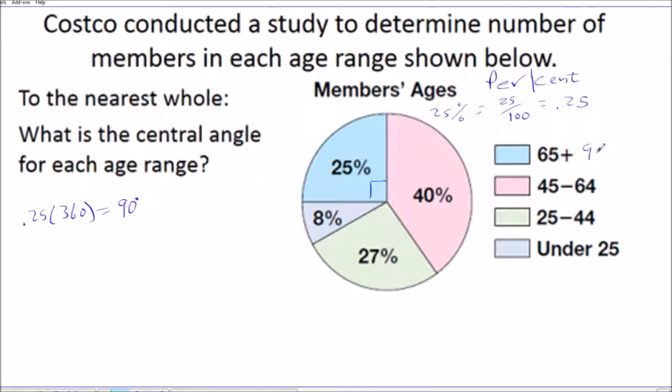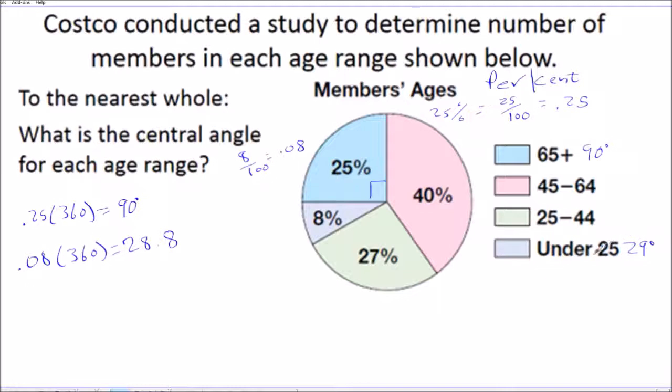So I'm going to write my answers right over here. That one's 90 degrees. Now let's go down to the one that has an 8, and I'm just doing them in order here. So I've got 8%. Now how are we going to write 8%? Remember, 8% means 8 out of 100, and that's 0.08. So I'm going to come right down here. That's 0.08 of 360, and that one I probably need a calculator for. And that is 28.8. We're going to round that to the nearest whole. And so my answer over here is going to be 29 degrees.